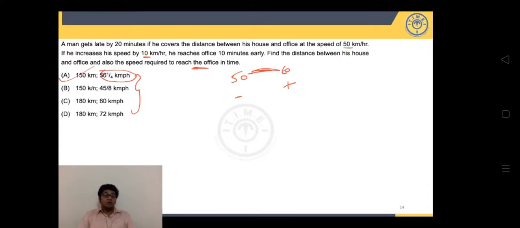See, the options are given like that. The distances are the same, but the options with speed are different. I can definitely say my speed should be more than 50 and less than 60 for me to reach on time. So there's only one option between 50 and 60. Just take that option and move on to the next question.